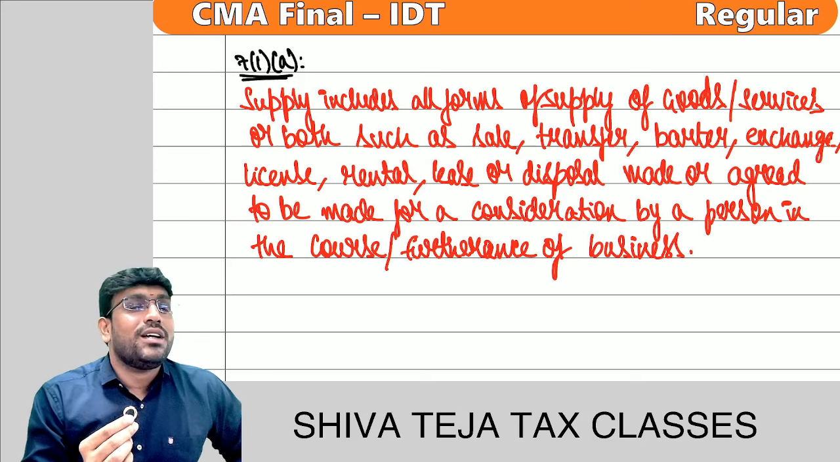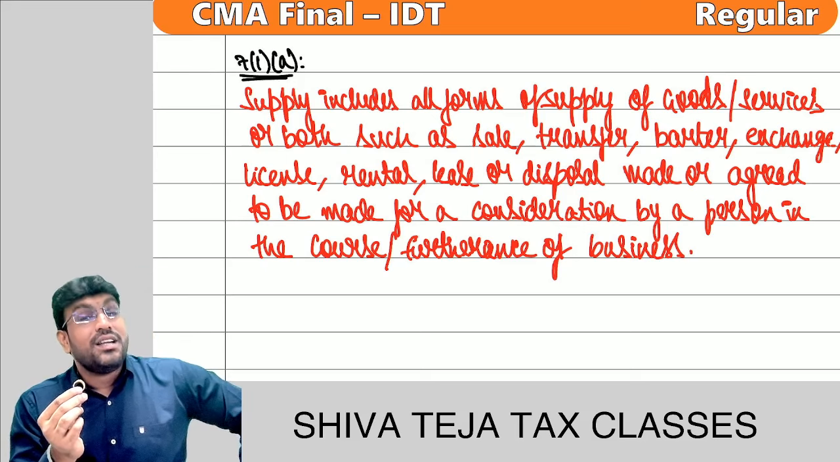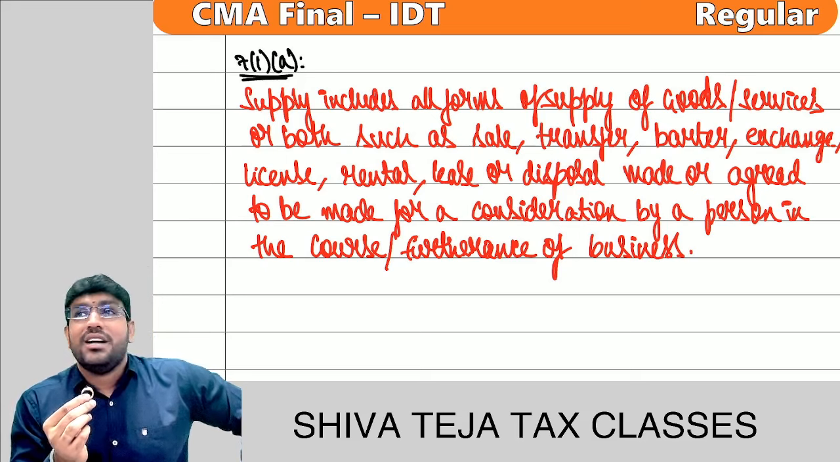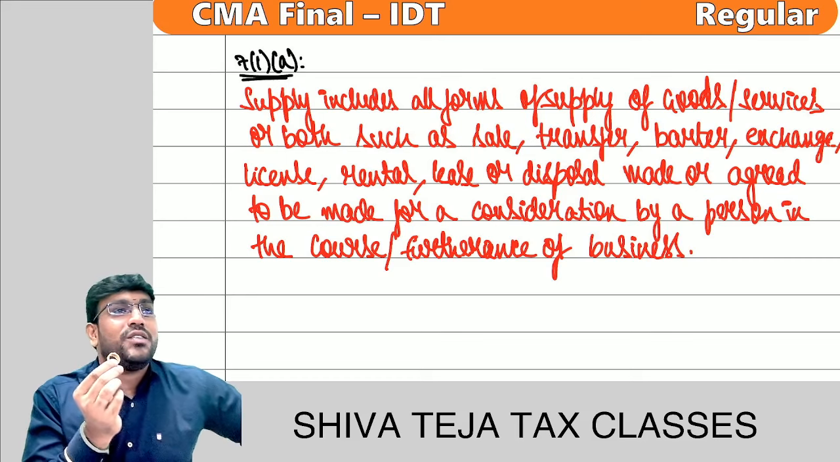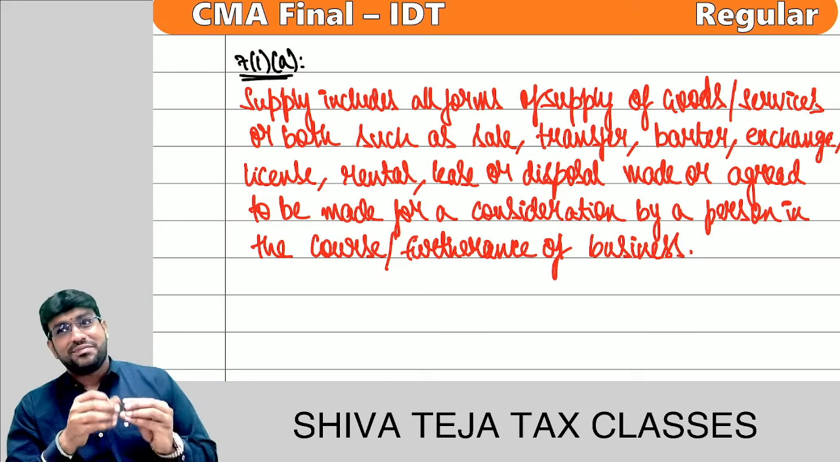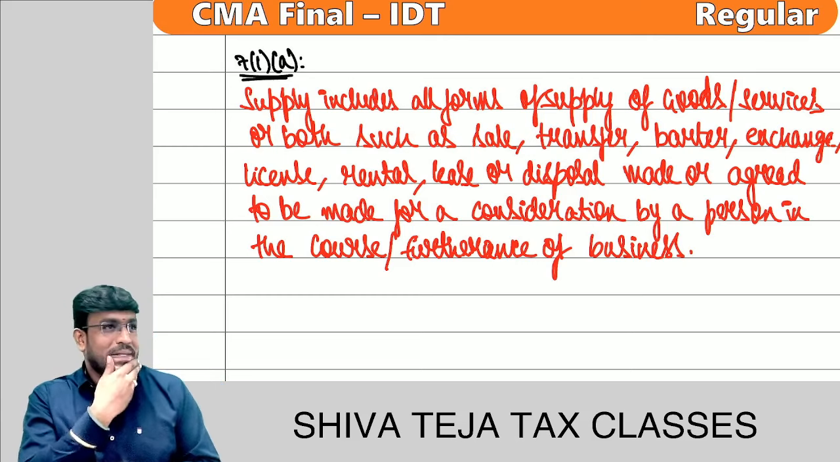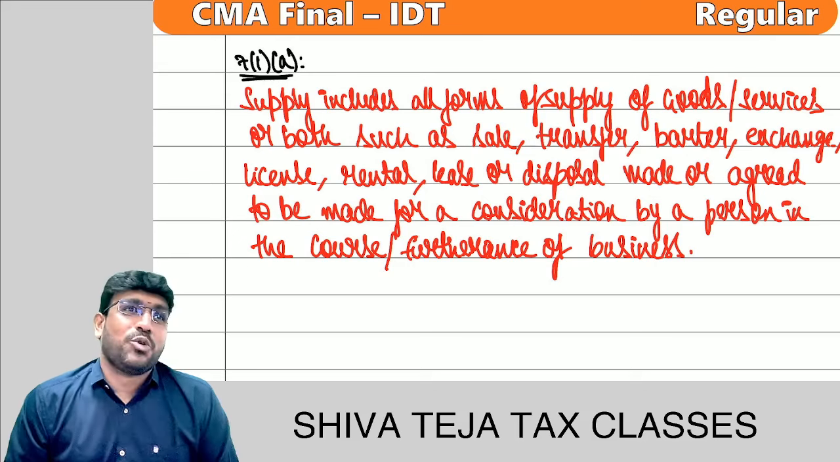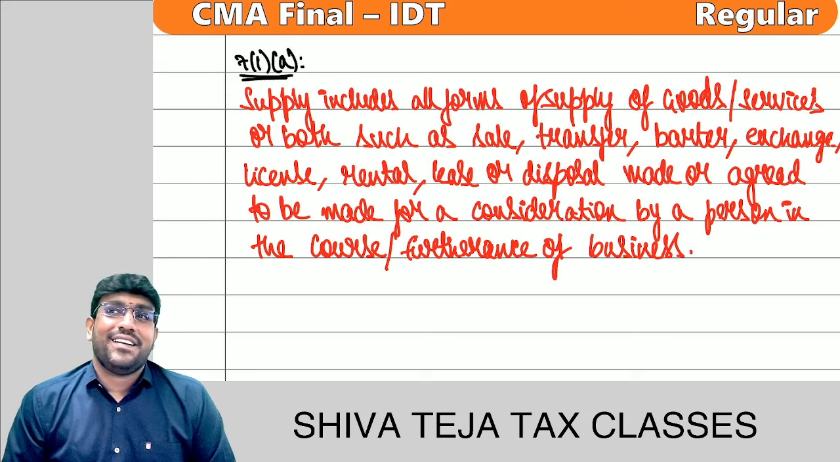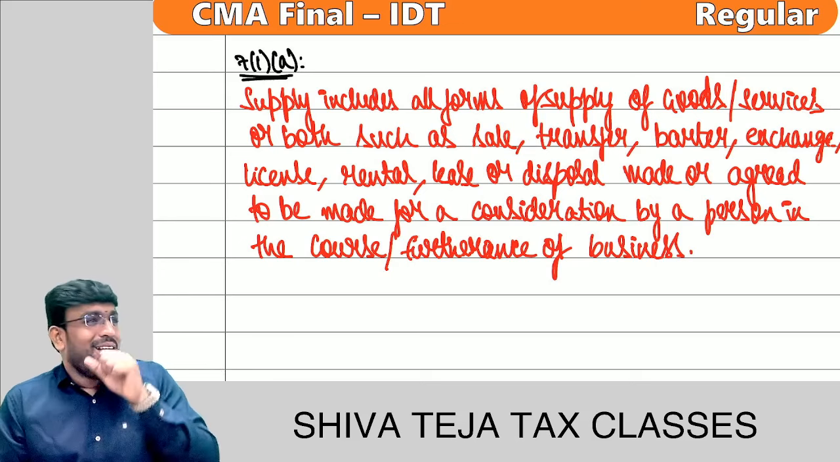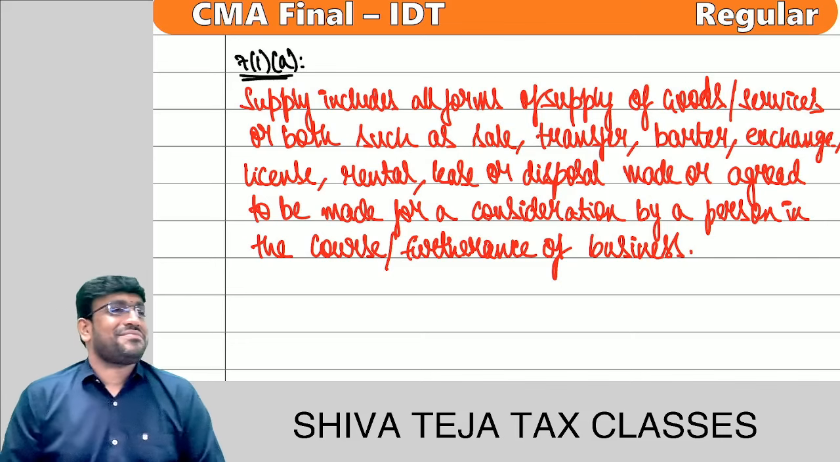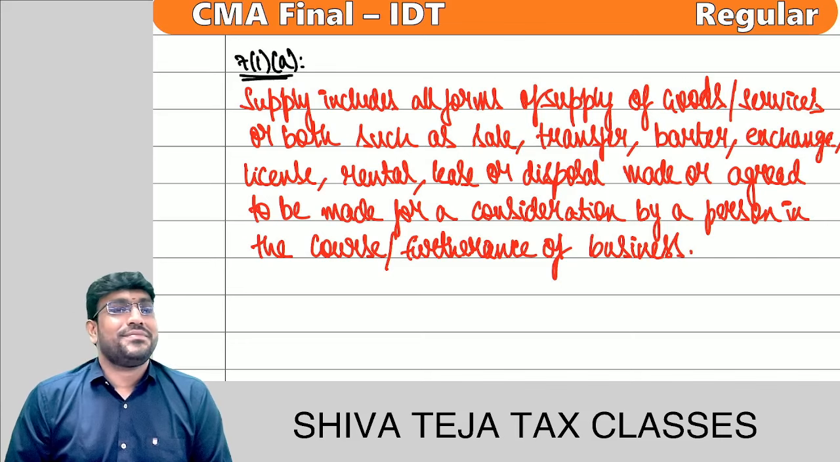Speak out. Yes, is it an exchange? Yes. Did I get 80,000? Yes. Is it a supply? No. Understood the question? Supply only? Pay GST then.